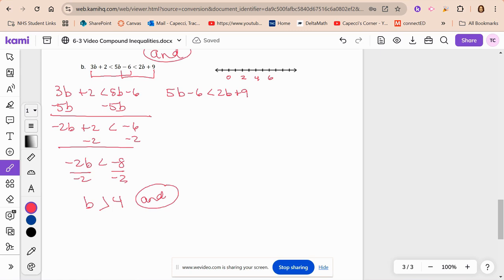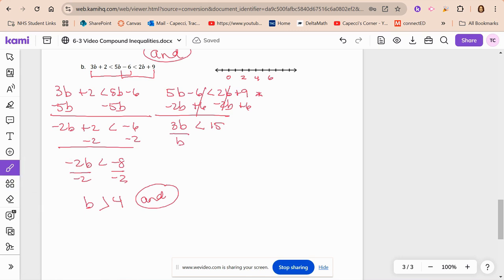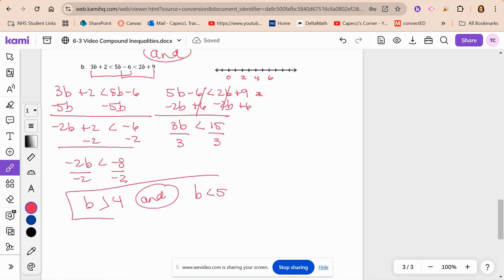Do the same thing with this other inequality now, right? So again, I'm going to try to get b by itself on the left. So that gives me 3b. I'm going to add 6. This one, I'm going to kind of do it all in one step. So that's going to zero out. And I have 3b is less than 15. Divide both sides by 3. And I want to get b by itself. So that gives me b is less than 5. Okay, so this is what I have here.